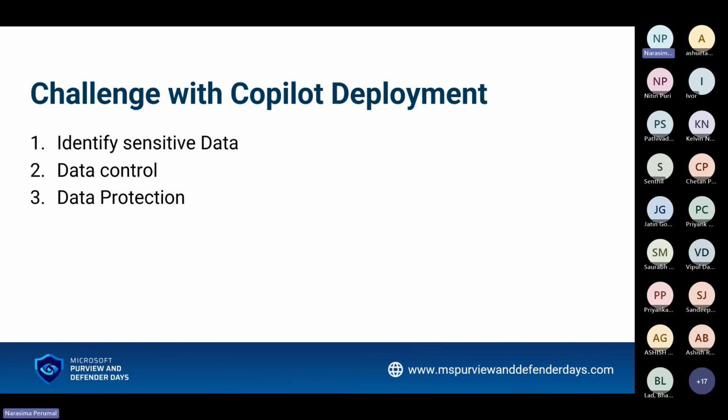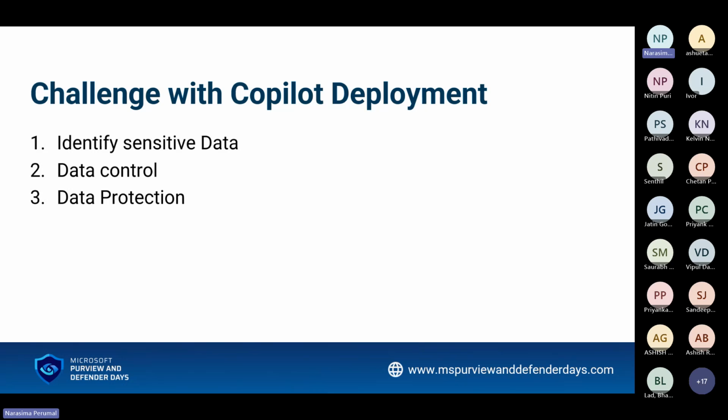Okay, these are some of the challenges that we face before deploying Copilot. First, before we start deploying Copilot in our organization, we need to identify what sensitive information we have. The sensitive information may be in Exchange, SharePoint, OneDrive, whatever it can be. In all the places, we need to know what sensitive information is there. We need to identify that. If required, we need to move it, label it, or delete it.